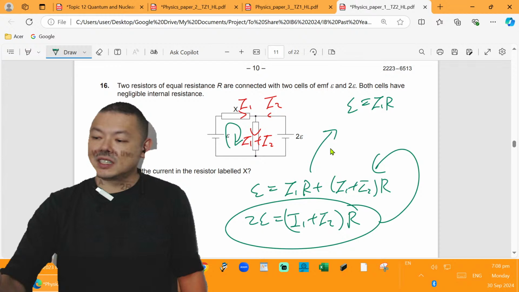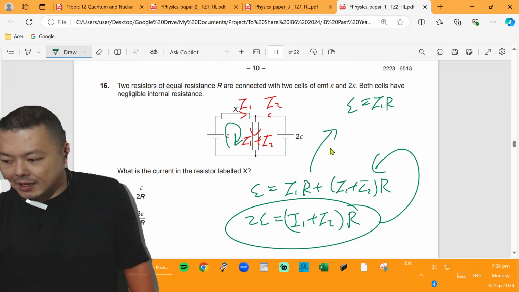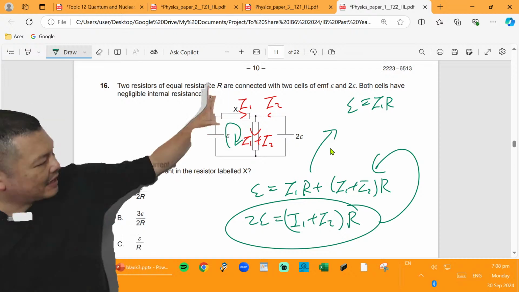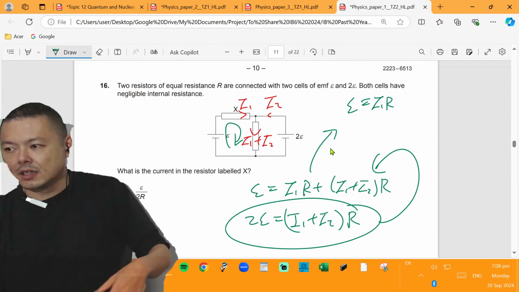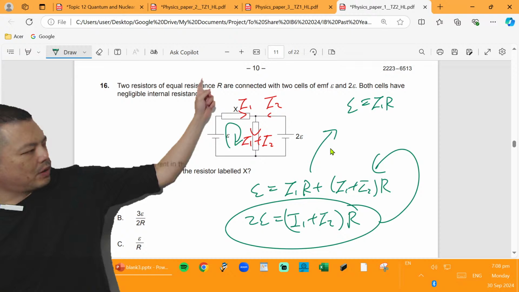You got do Kirchhoff or not? You messed up the Kirchhoff. Some people, they get stuck here. They should use Kirchhoff, then they get stuck here already, right? Then all the time wasted. Just commit. Just commit. If you really cannot make it, backtrack.